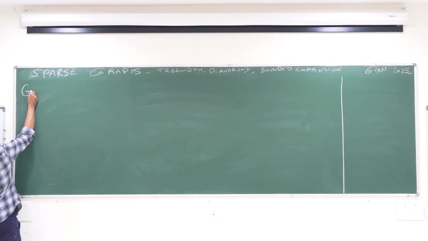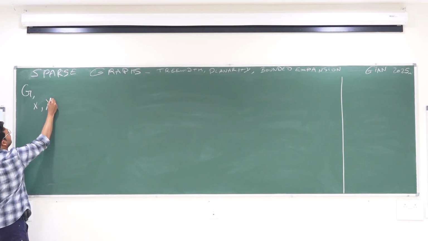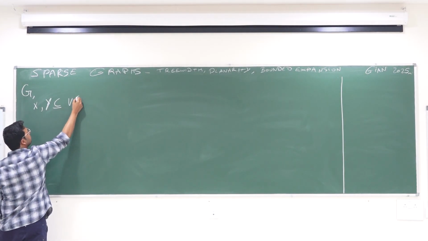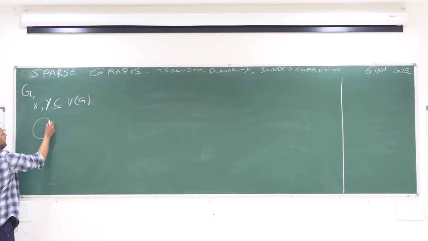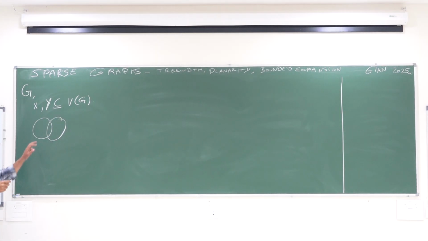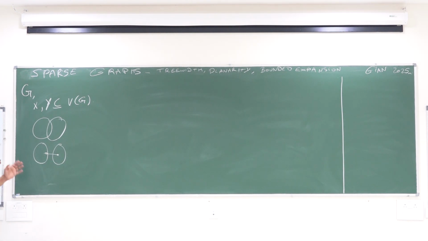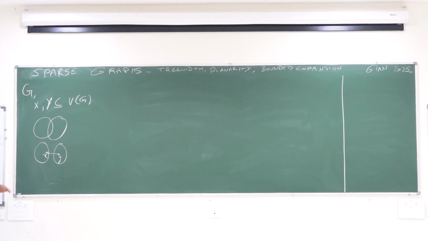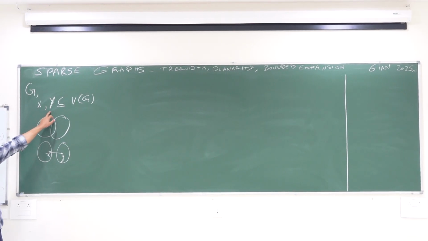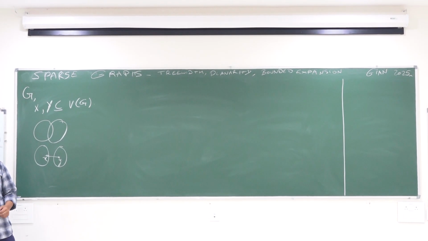Let's say we have a graph G, and two subsets X and Y of vertices of G. We say that X and Y touch if either they intersect, they have some intersection, or there exists some edge between a vertex x from X and y from Y. So if this happens, we say that these two sets touch. So remember this definition. Next, we have a notion of brambles.